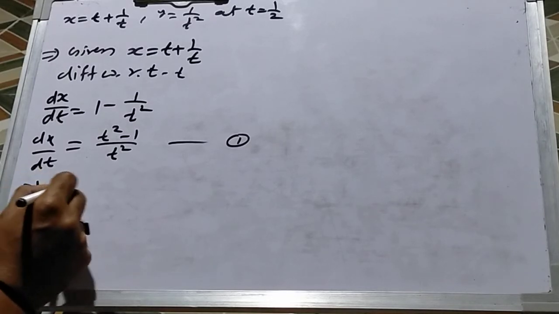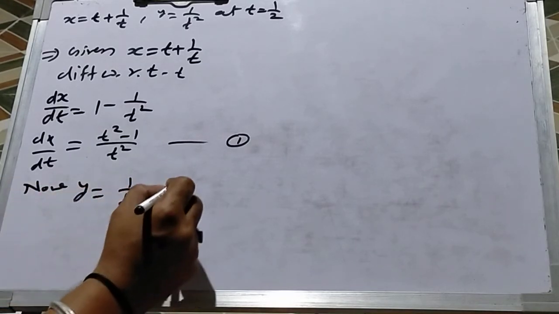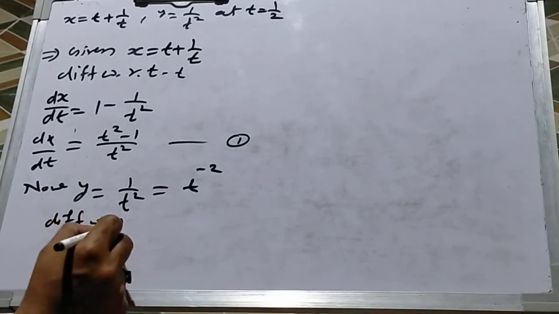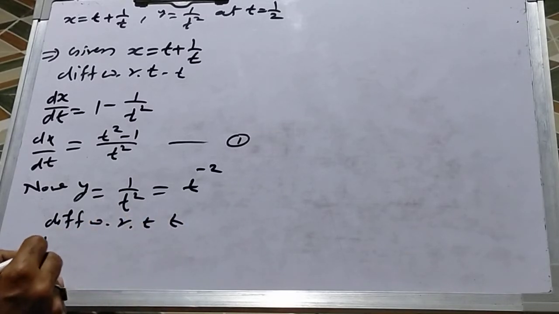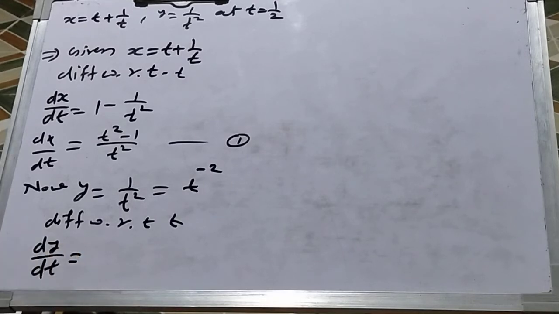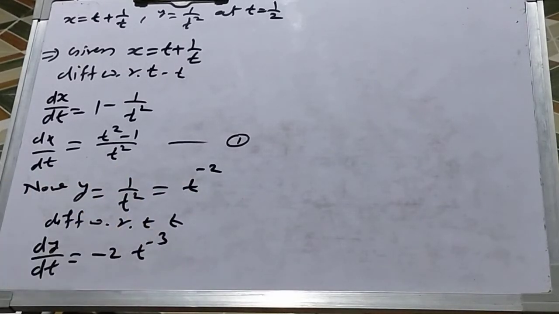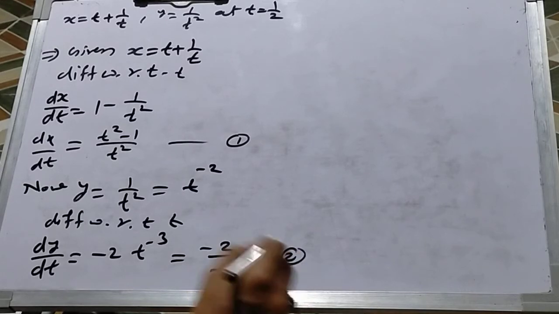Now y is equal to 1 divided by t square. So this can be written as t to the power minus 2. So differentiate with respect to t. So dy by dt is equal to the derivative of this: write down the power and subtract one from the power, which means minus 2 t to the power minus 2 minus 1, which is minus 3. So this can be written as minus 2 divided by t cube, call this 2.